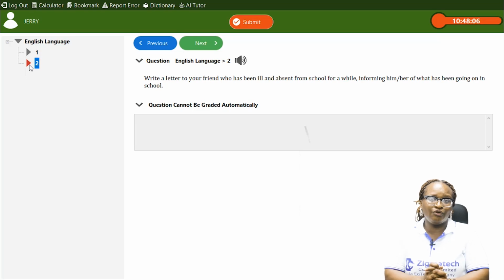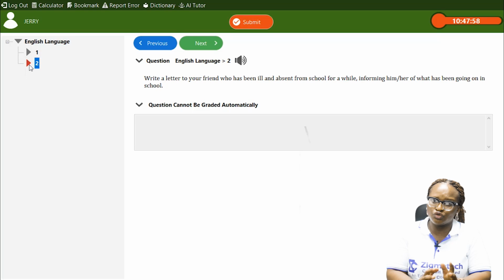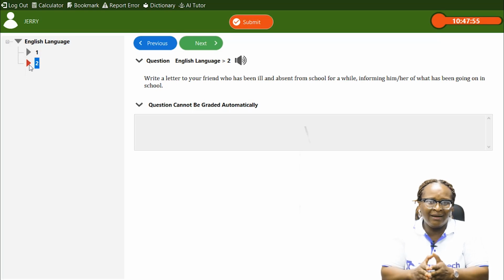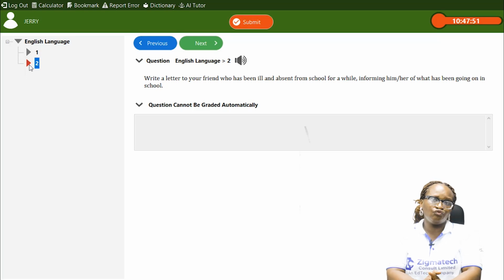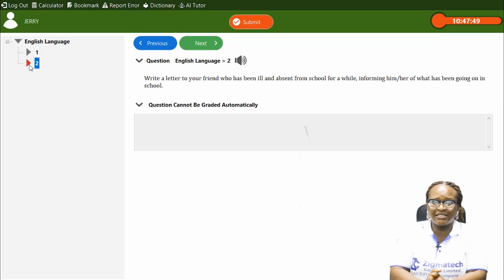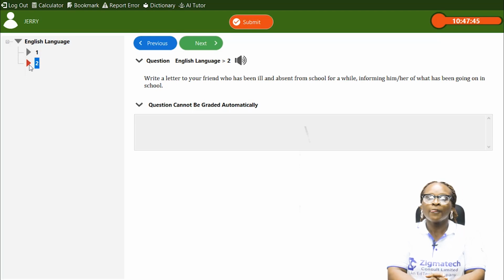I need not remind us that salutation is written at the same point, or rather the same line, where you have the address of the receiver, very close to the margin. You do not paragraph your salutation. Salutation is not paragraphed. It's written close to the margin as it is with the address of the receiver. All right? So immediately after the salutation is the title.